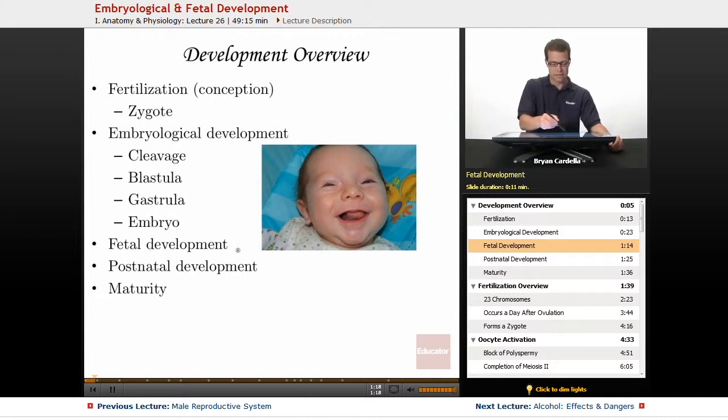And it's a fetus in through the second trimester, third trimester, and then eventually birth happens, and then you have postnatal development. So this baby here, this cute baby, is going to develop into a toddler, child, adolescence, adulthood, and eventually reach maturity, and you die.